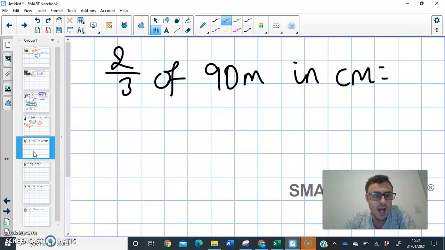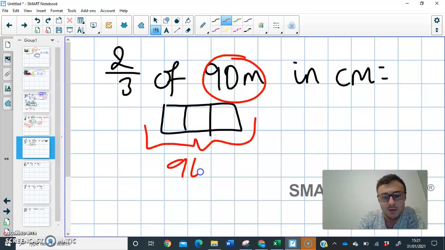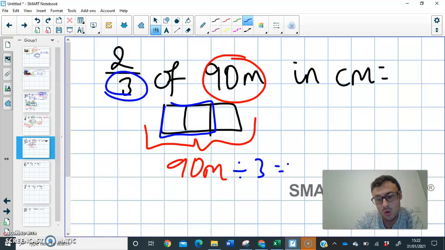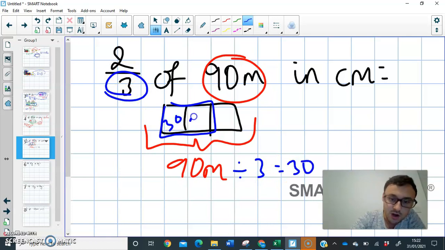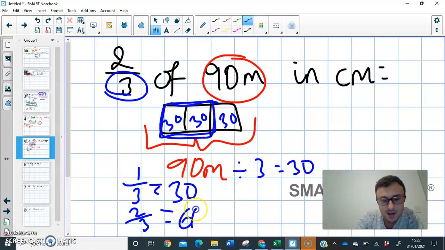Okay, now 2/3 of 90 meters in centimeters. So same thing again, I draw my bar, I split it into 3. What is the bar representing? Well, it's representing 90 meters. I want to work out 2 of them, so I want this part here. But in order to work out 2 of them, I need to work out 1 first. So I need to do 90 divided by 3 because that's my denominator, which is 30. So each of these are worth 30. Well, then clearly, if 1/3 is 30, 2/3 is going to be 2 lots of 30, which is 60 meters.